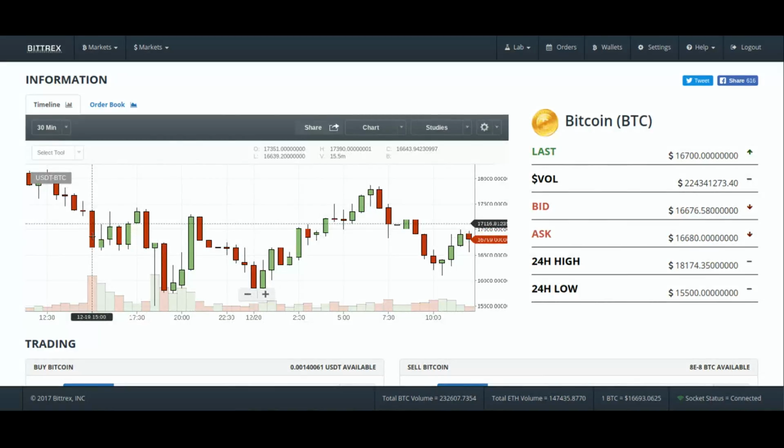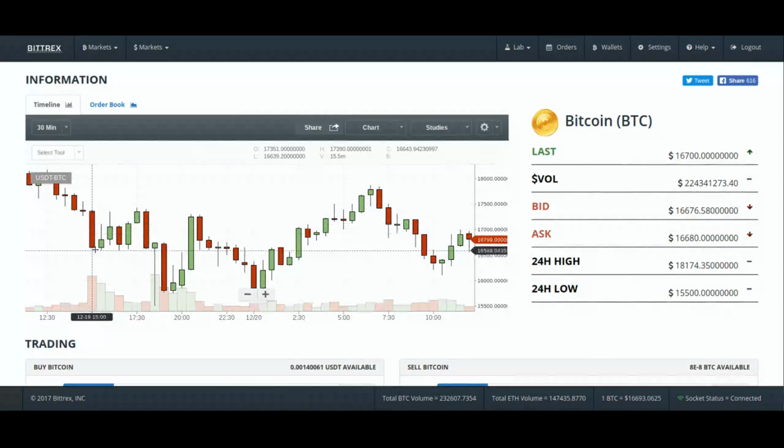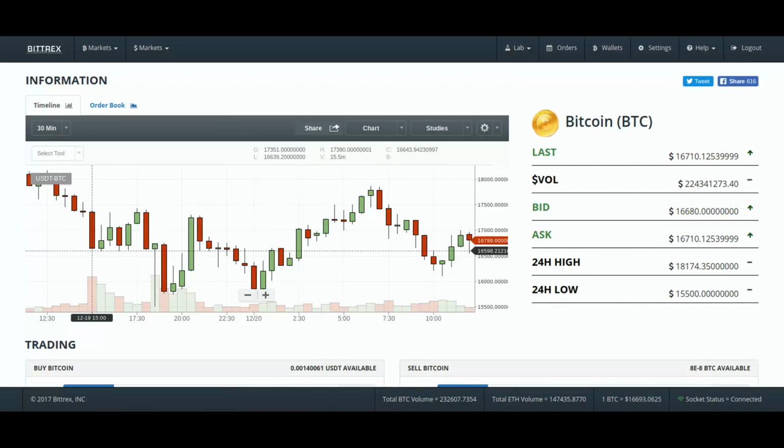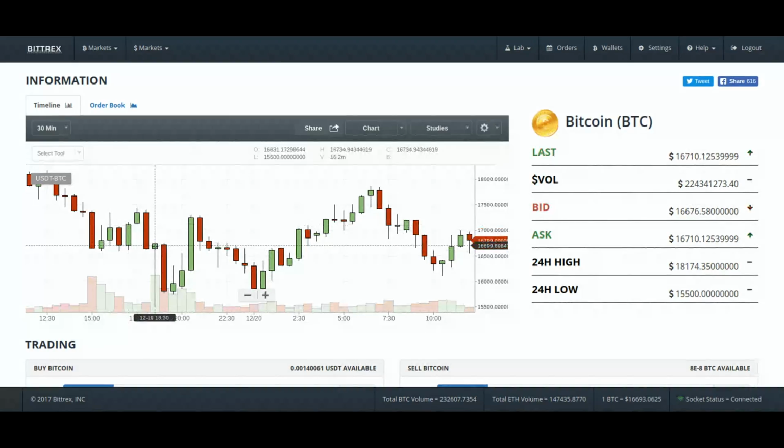So if we look at this green candlestick right here, it opened at 16,638 and closed at 16,730. But in between that 30 minutes, as you can see, the price dropped to its lowest at 15,489. You understand what I'm saying?